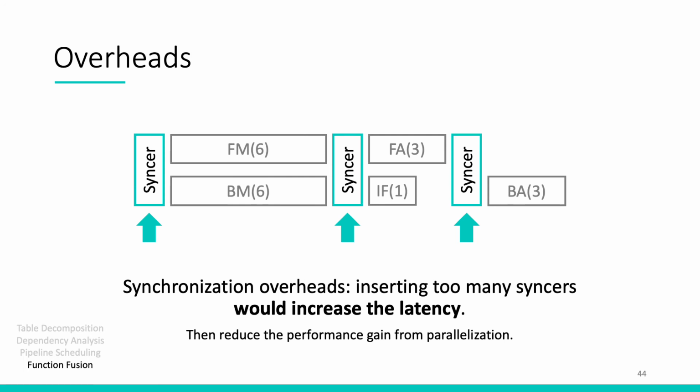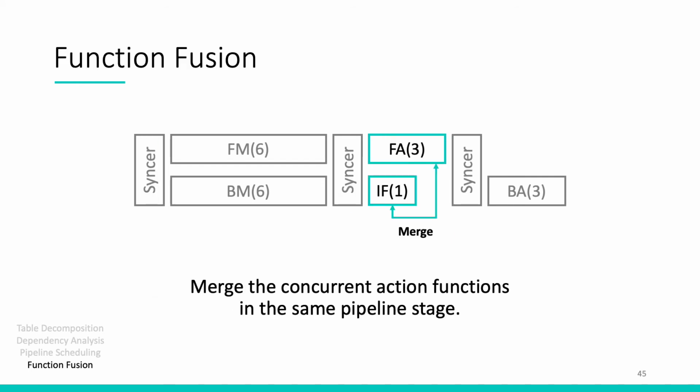Now we have finished pipeline scheduling, but sometimes table decomposition and pipeline scheduling would increase the latency. This is because the compiler needs to insert various synchronizers between pipeline stages to synchronize used and modified global variables. Actually, inserting too many synchronizers would increase the latency, and then it reduces the performance gain from parallelization. So this work introduced a function fusion scheme to reduce the synchronization overheads.